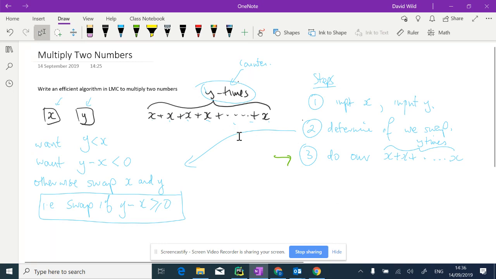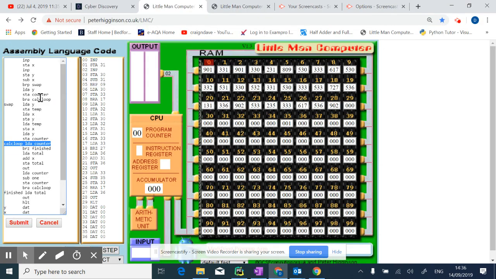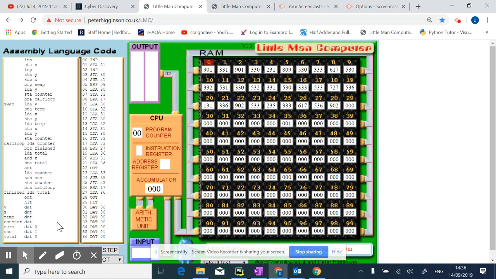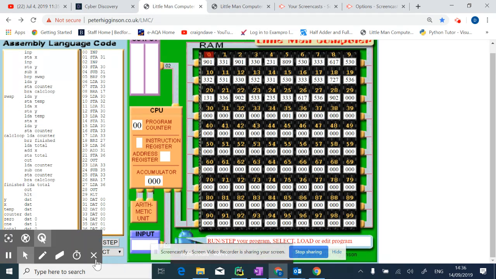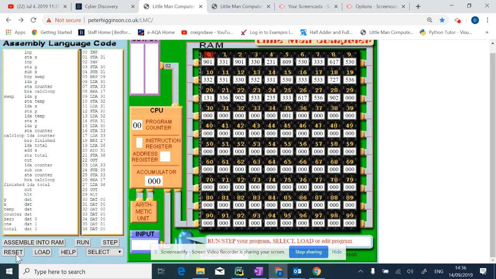So just going to get rid of that for a second. So we're going to reset that, assemble it into RAM, and run it. So it's asking for our input. So let's say we're doing 3 times 100.